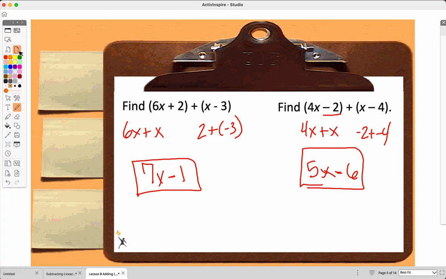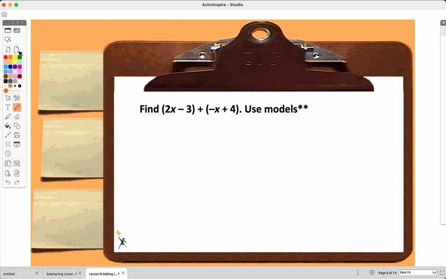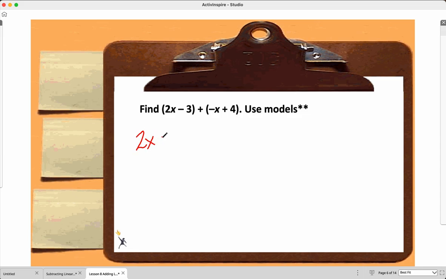All right, let's see what else we can do. Now we're going to skip the models because we understand our negative rules. Now I've got a negative x term. It doesn't super change what we've been doing, but it's the first time we've seen it. So we're going to go 2x plus a negative x. What's a negative x? Well, it's really a negative 1x. So I'm going to say 2x minus x is just x. Negative 3 plus a positive 4 gives me a positive 1 using my integer rules.